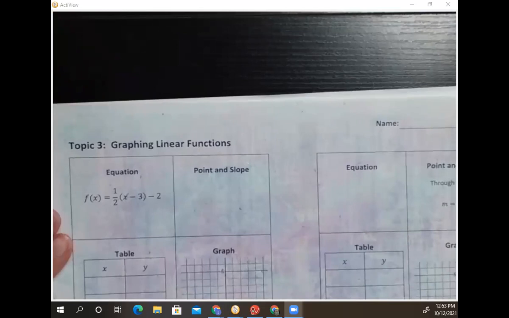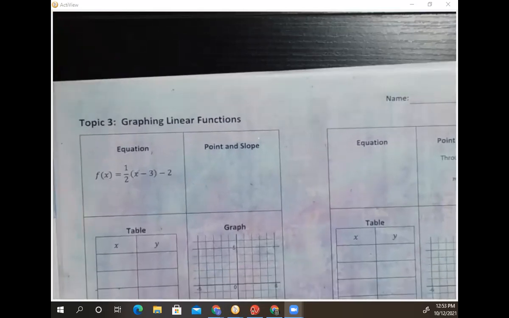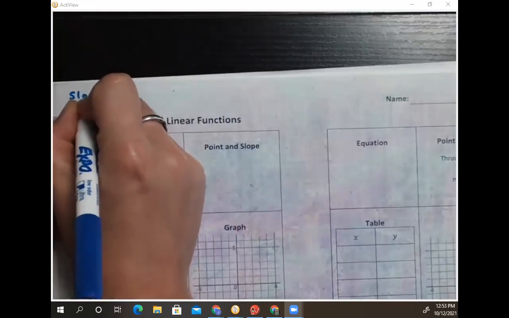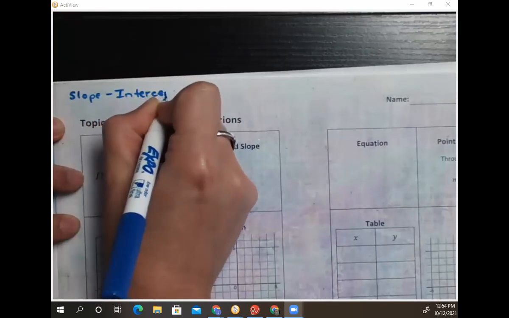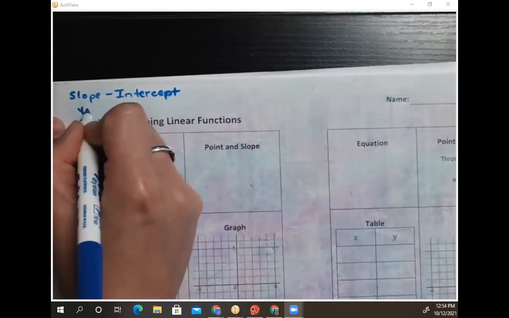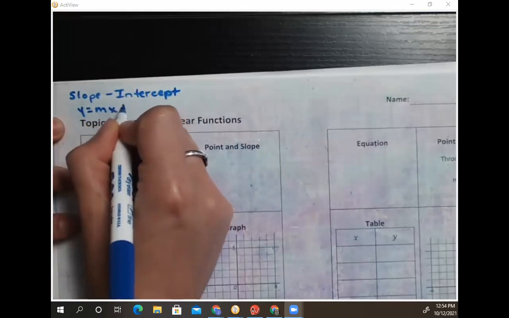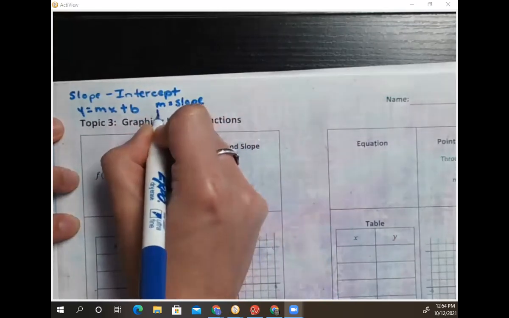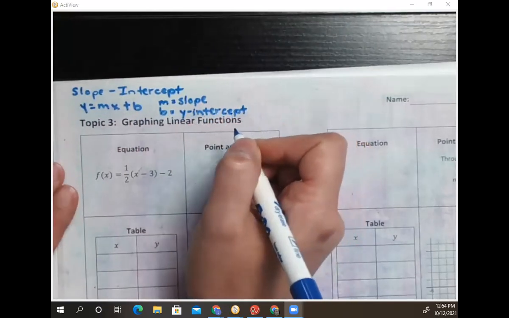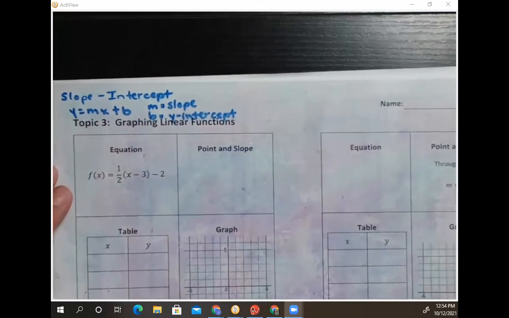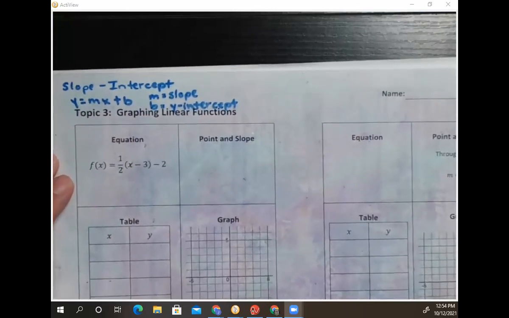But before we actually start using point slope form, I want to do a quick review of what we saw with slope intercept form. So for slope intercept, remember that's the one that looks like y equals mx plus b. M is our slope and b is our y-intercept. So if you want to write an equation in slope-intercept form, you need to know the slope and you need to know the y-intercept. You have to have those two pieces of information.